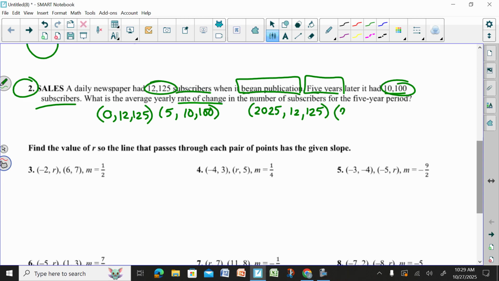But just make sure that the next one is 5 years into the future. You could have said the year 2000 and 2005. They have to be 5 years apart. So we have to have a beginning year. We don't know what year it was, so we'll just call it year 0, and then 5 years later is 5. But this is also okay if that makes more sense to you.